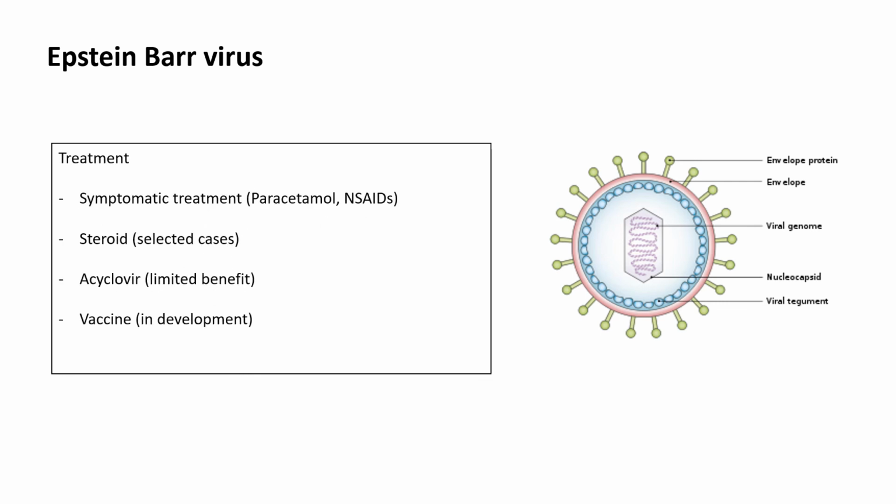Treatment of EBV infection is mostly symptomatic. Pain control can be achieved by paracetamol, acetaminophen or NSAIDs. The role of steroids and acyclovir is controversial, but a small benefit can be achieved in a select group of patients. A specialist opinion should be sought. A vaccine for EBV is being developed.